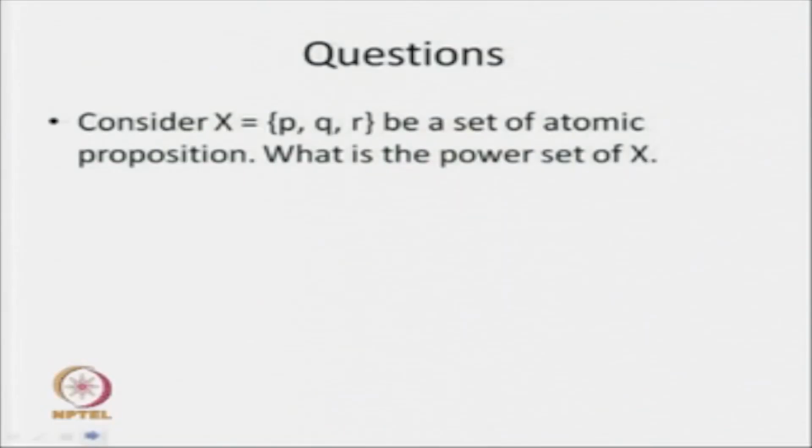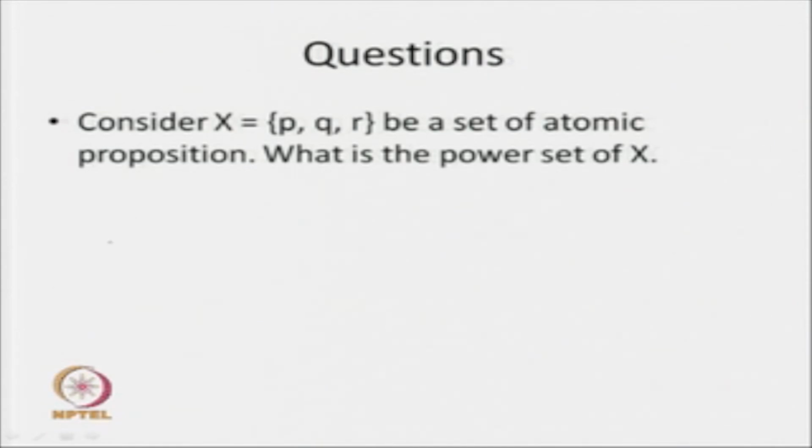Now, in this lecture, we are going to see some questions. A simple question I am going to consider. The first question: consider a set of atomic propositions X, where we have 3 atomic propositions p, q, r. So, this is a set of atomic propositions. Now, what is the power set of X? Why do you need it? Because, as we have seen, the states will be labeled by a member of the power set of our atomic propositions. So, this is very simple.